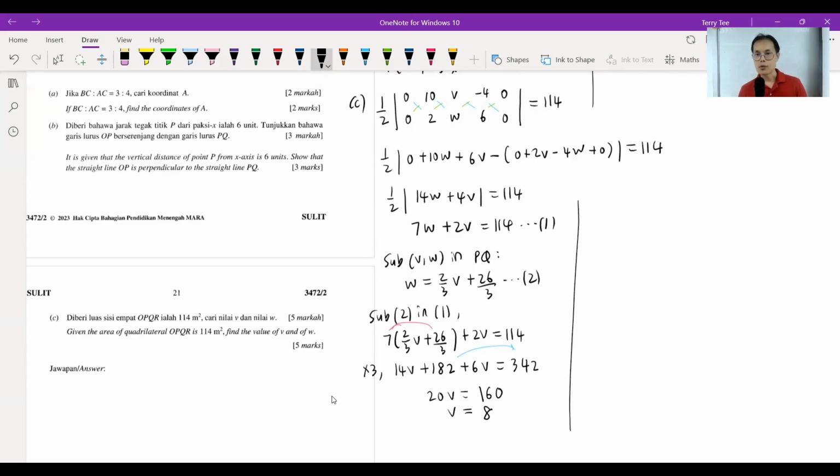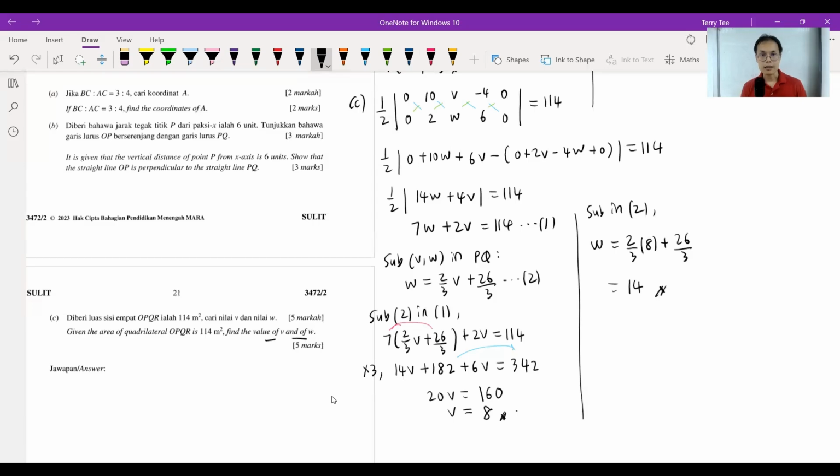We just have to substitute, gantikan inside equation number 2, persamaan 2. Your W is 2 over 3, V is 8, plus 26 over 3. 16 plus 26 is 42. 42 divided by 3. W is 14. Okay, so I've got the nilai V dan W.